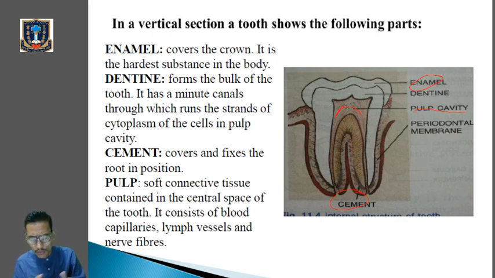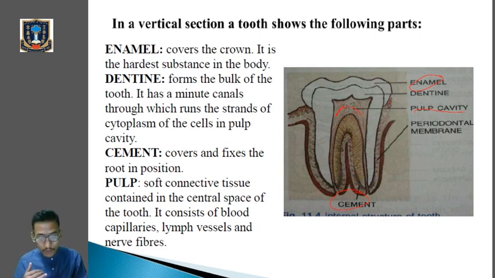Kindly recall the structure of the tooth, which is composed of crown, root, and neck. In the vertical section we find enamel, which covers the crown and is the hardest part of the body. Then dentine, the bulk of the tooth, harder than bone but not as hard as enamel, with minute canals through which run strands of cytoplasm of the cells in the pulp cavity. Then cement, another hard bony structure which keeps the root in position.